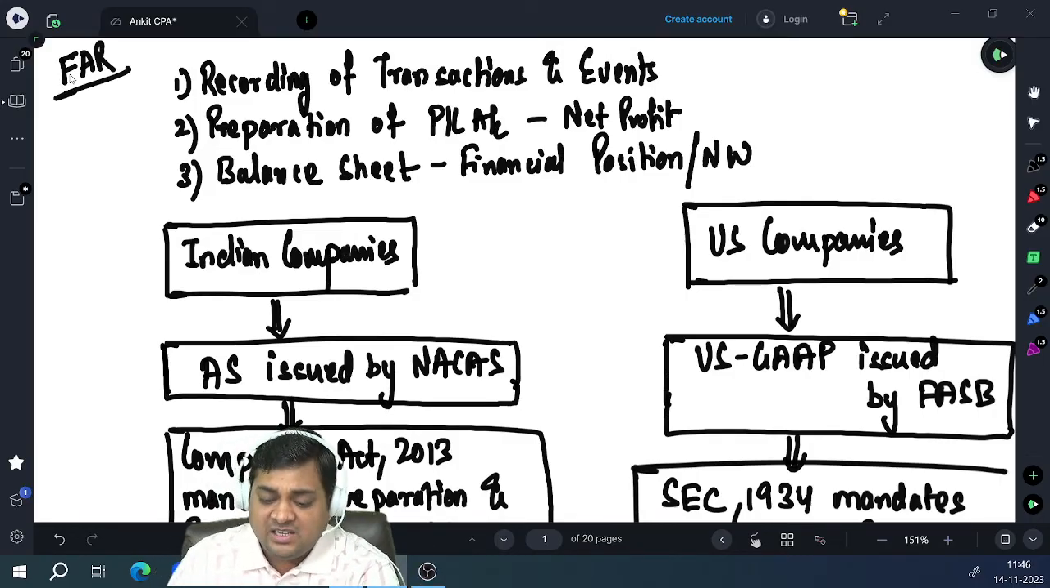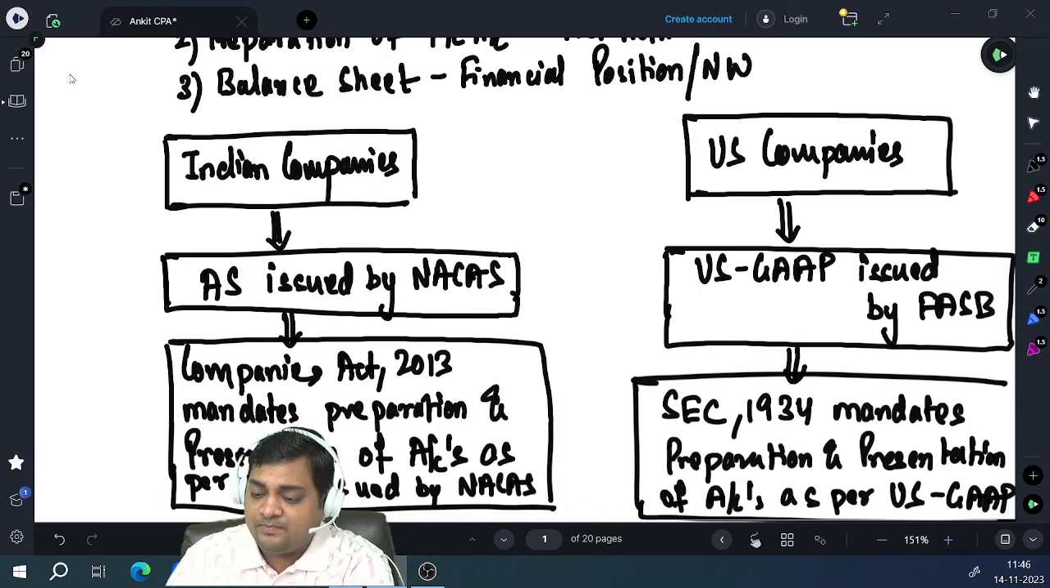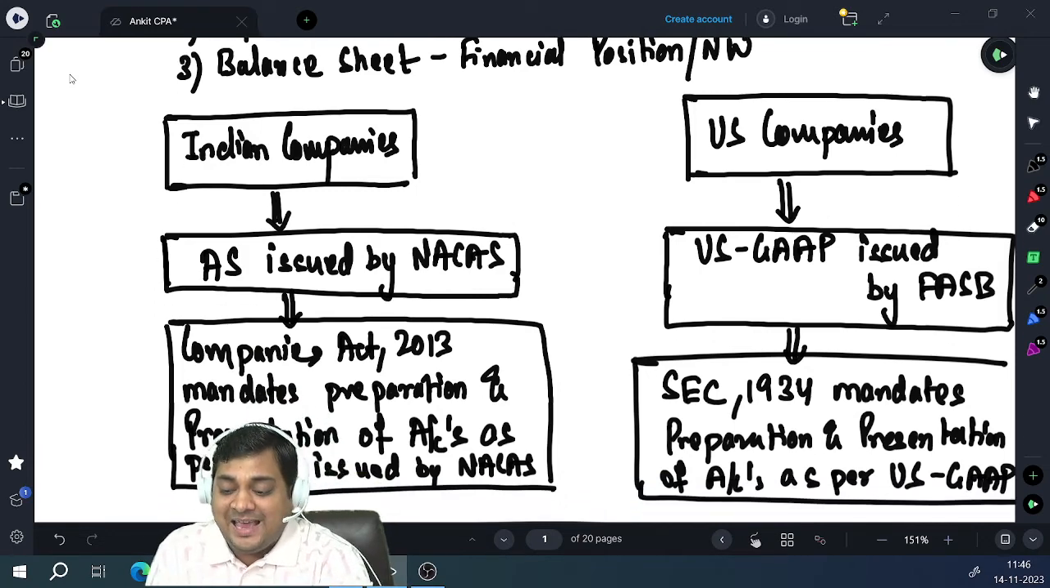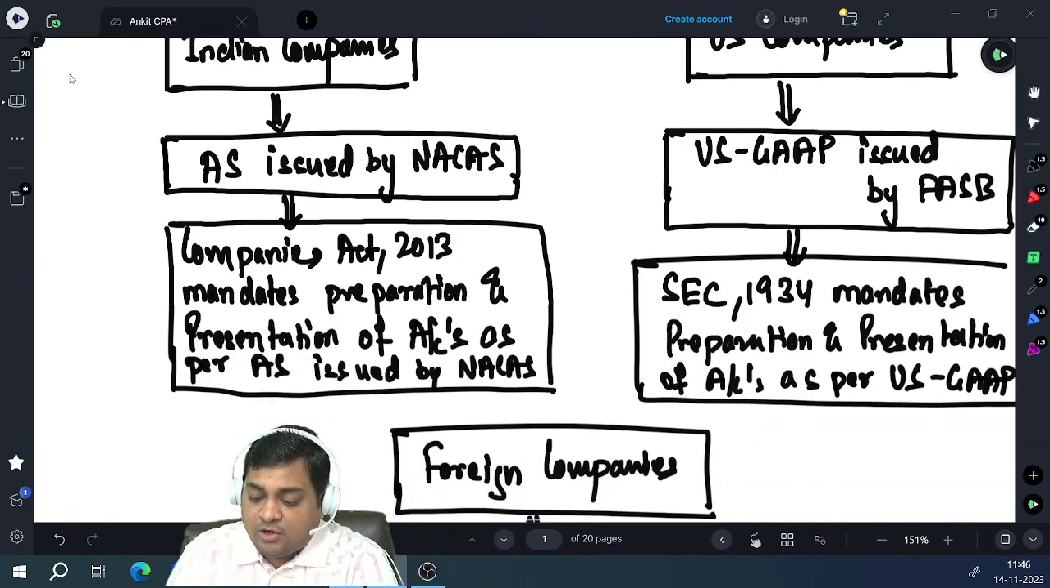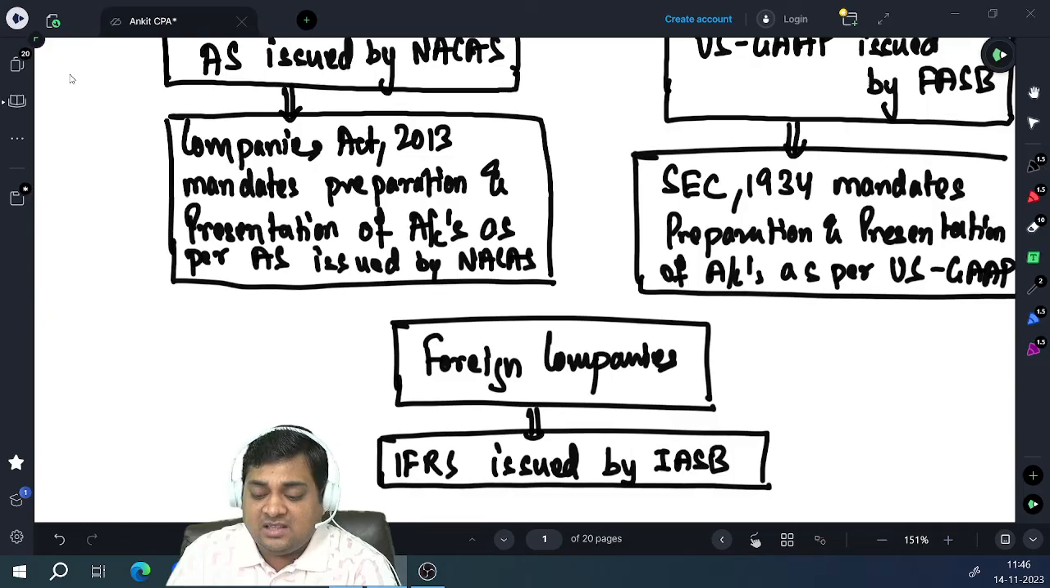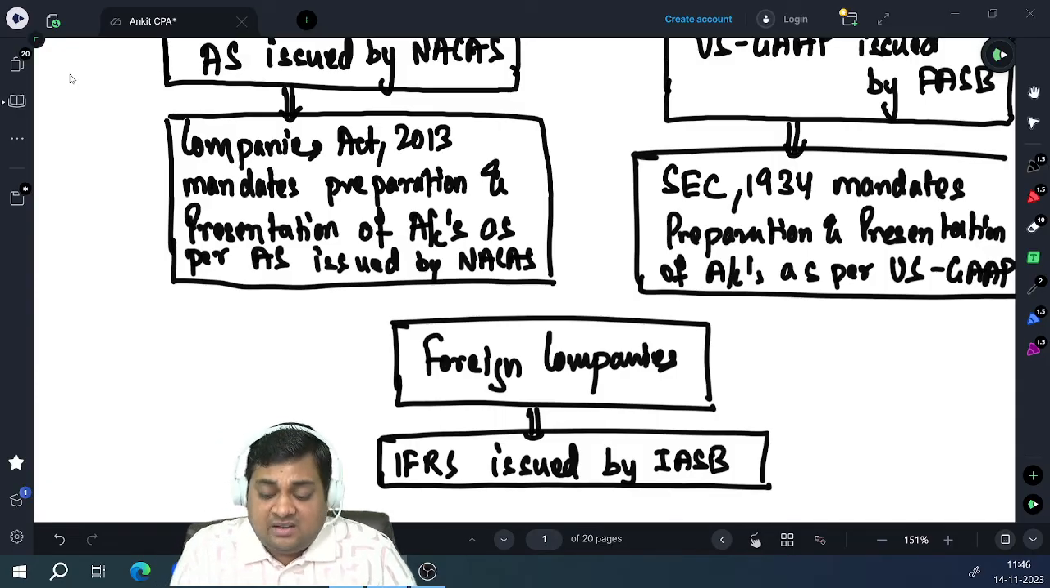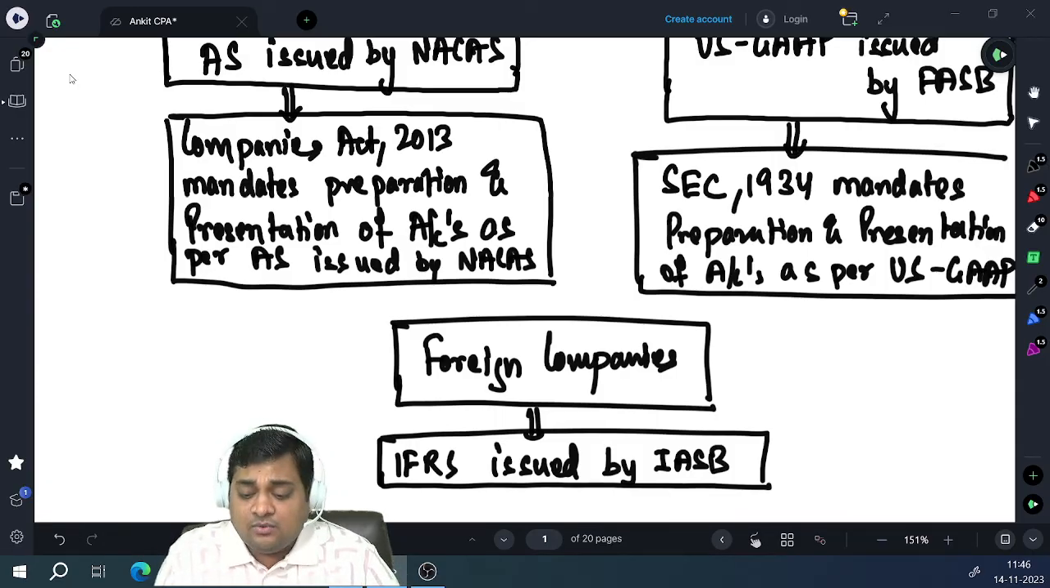So for Indian companies, we have accounting standard issued by NACAS. For US companies, we have US GAAP issued by FASB. It is the SEC which mandates preparation of accounts as per US GAAP. If I talk about foreign companies, they follow IFRS issued by IASB. Now, every country can have its own accounting standards, but if they don't have their own accounting standard, they can follow IFRS.